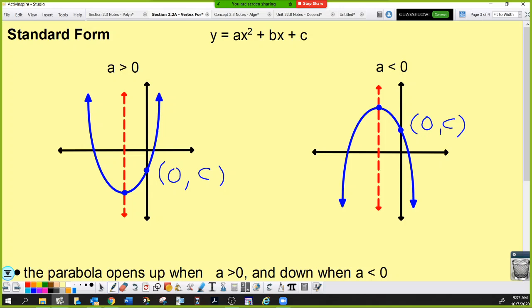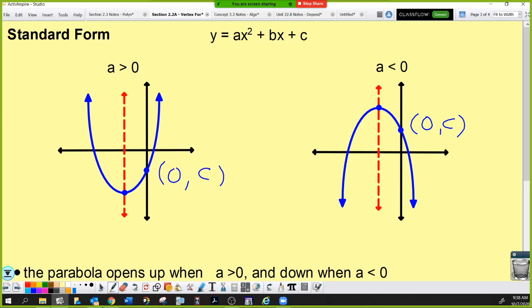Now, how do you recognize vertex form? I told you yesterday, but I'll reiterate in case you didn't write it down. Vertex form will always have a set of parentheses squared. You will see a parentheses squared in vertex form. Standard form has no parentheses.